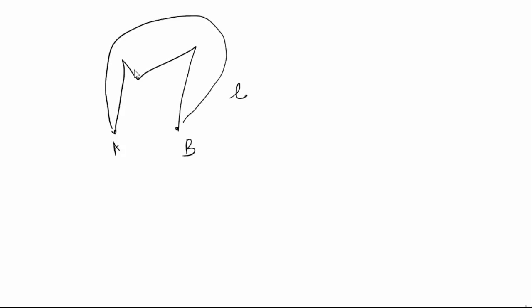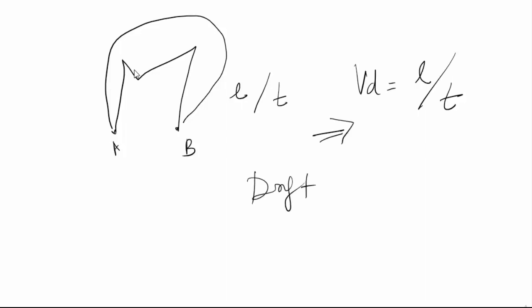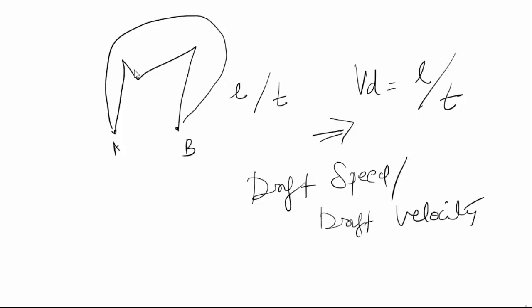Considering that an electron started at a place A, moved in this way and reached a place B, you can say that the electron covered a total distance L, and if the time is t, then the drift velocity is given by distance divided by time, that is L divided by t. So this is how you define the drift speed or drift velocity of the electrons.